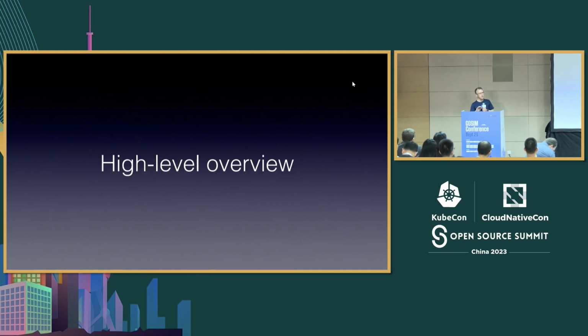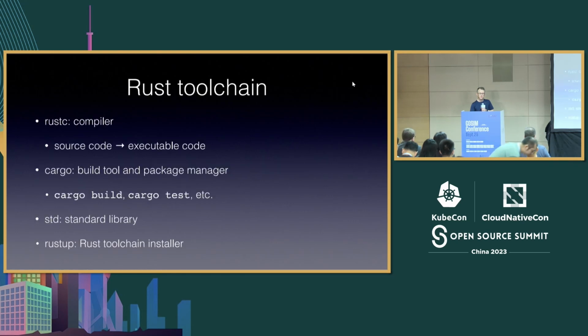So I'll start with a high-level overview of some things relating to the compiler. We often talk about a Rust toolchain, and this is several different programs that work together. And at the center you have the compiler itself. The compiler is called Rust-C, and being a compiler, its job is to translate Rust source code into executable code that you can then run on your machine.